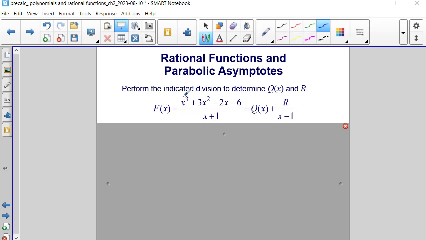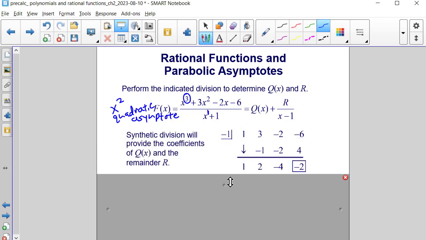If we compare our leading exponents, we have x to the third and x to the first. If we divide them, we'll end up getting an x squared. That means that the x squared is our quadratic asymptote. You can tell that it's going to be a quadratic asymptote. Now the exact equation of that quadratic asymptote we're going to find by doing division. You can either do long or synthetic. The work shown here is going to be through synthetic division.